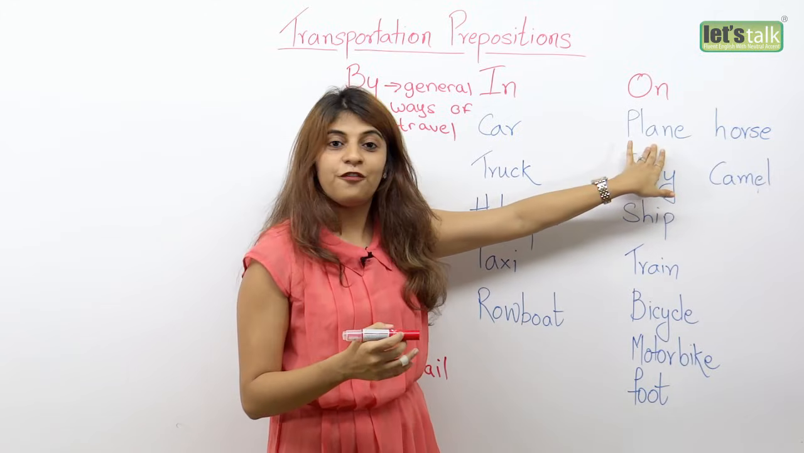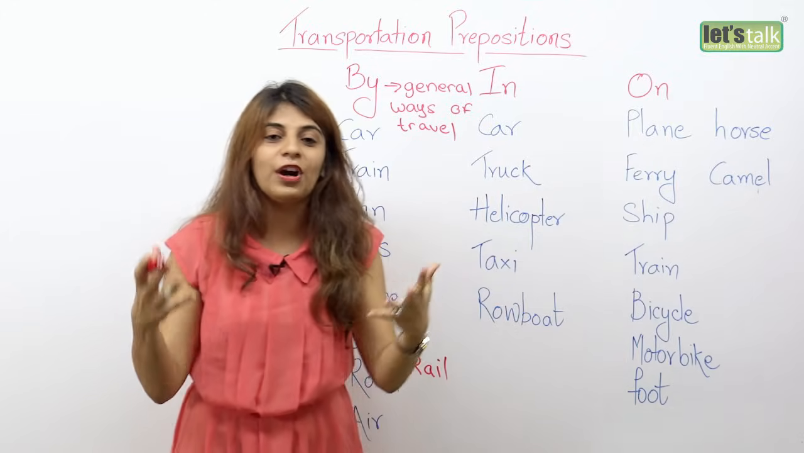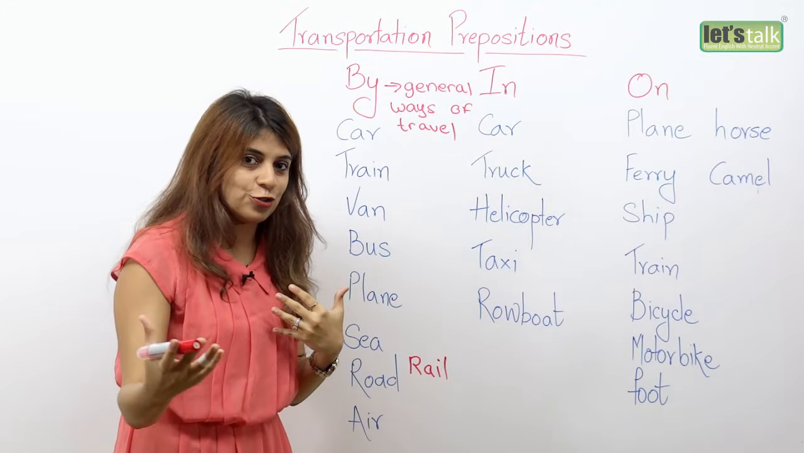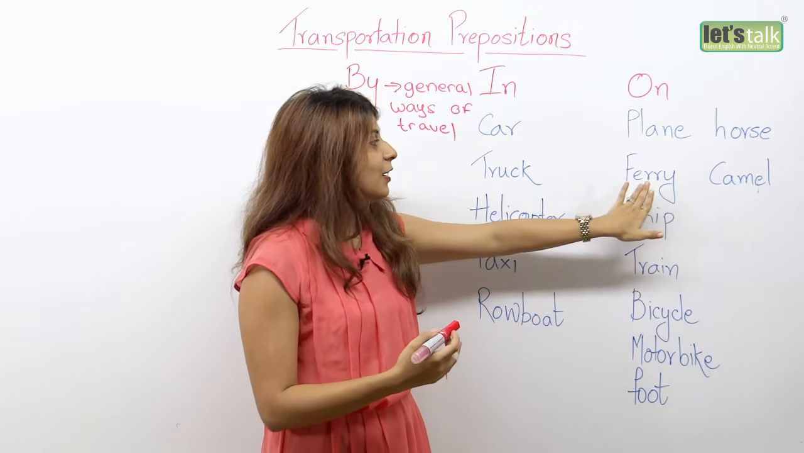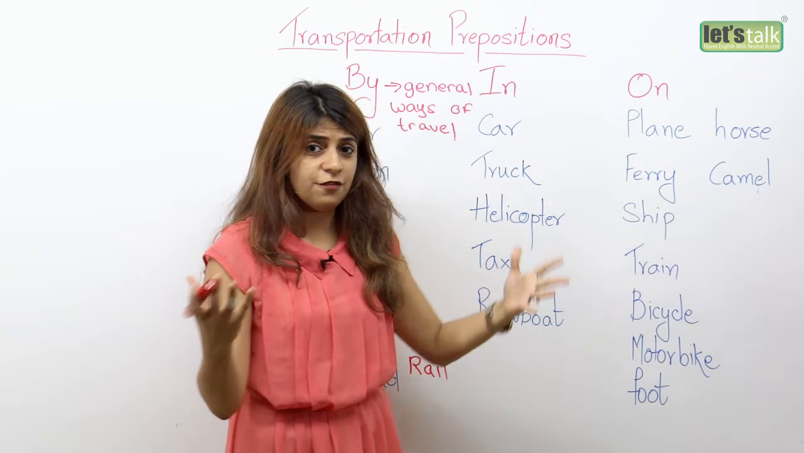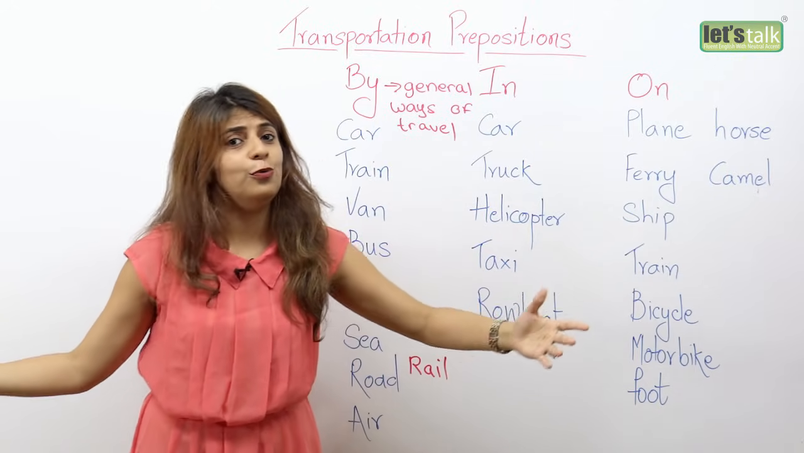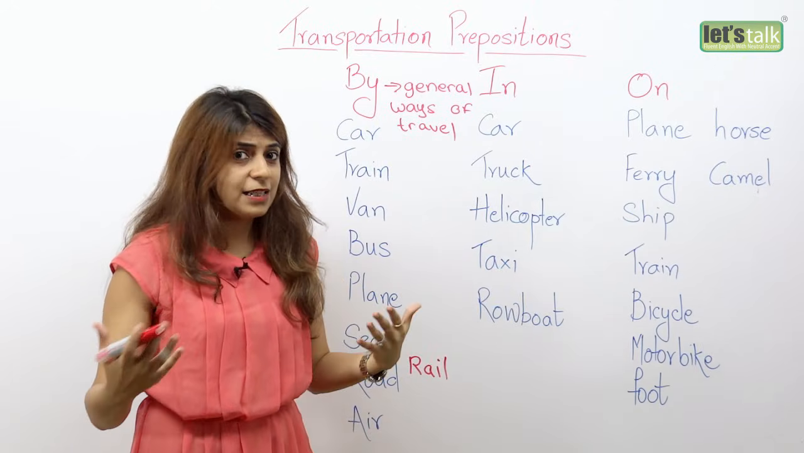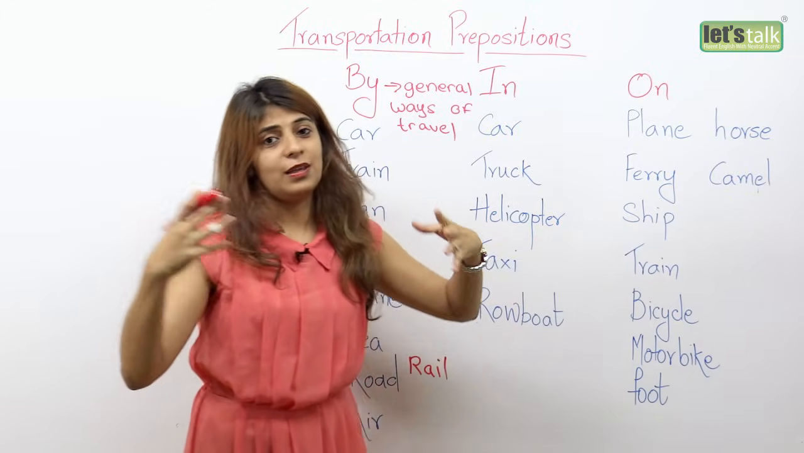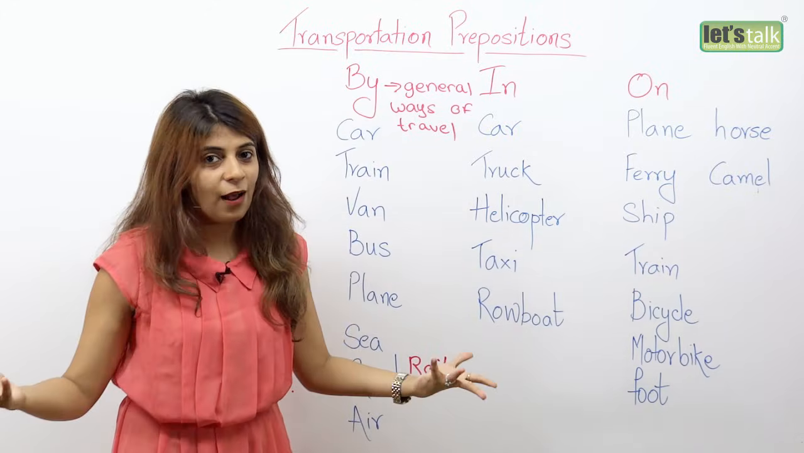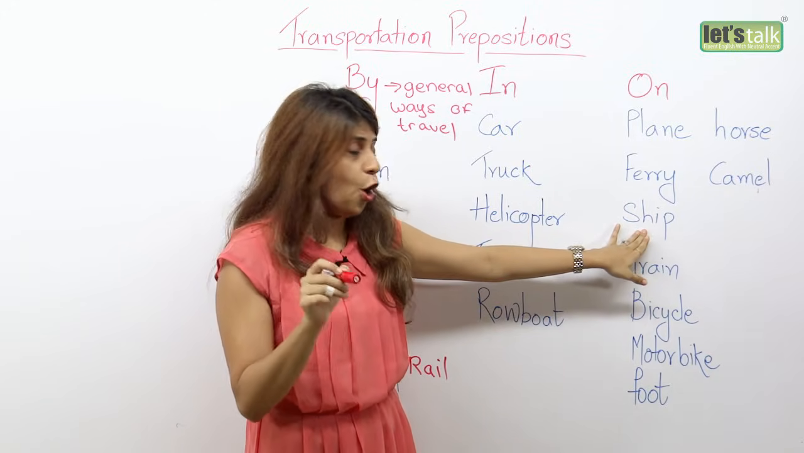So on a plane, of course, you can stand on a plane, right? I mean, while you are inside and while the plane is in motion or in the air. So it's gonna be on plane, on ferry, right? On ship. Ship is huge. And when it's in the water, yes, and it's in motion, you can stand, you can sit, you can sleep, you can walk around, right? So that's ship. It's going to be using the preposition on.